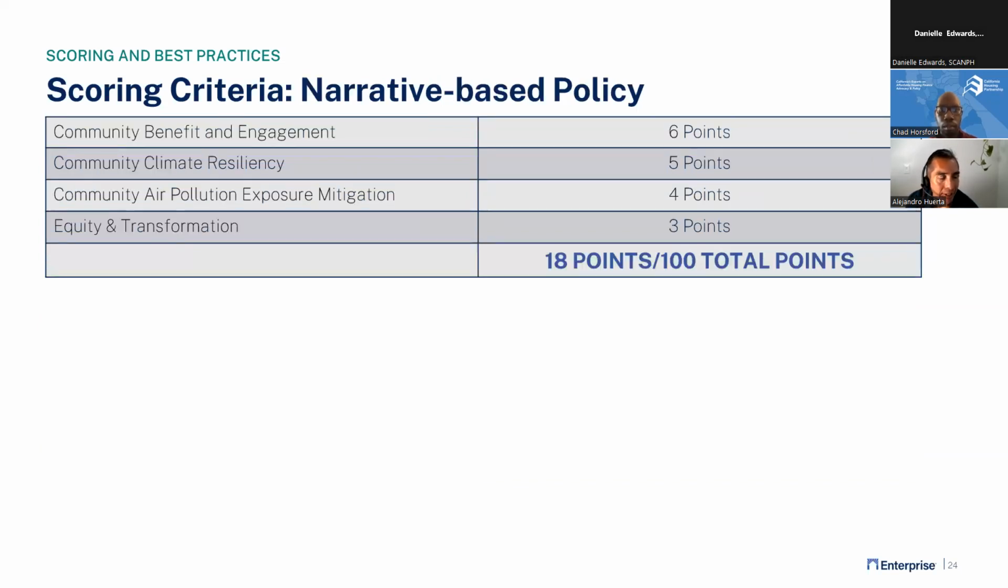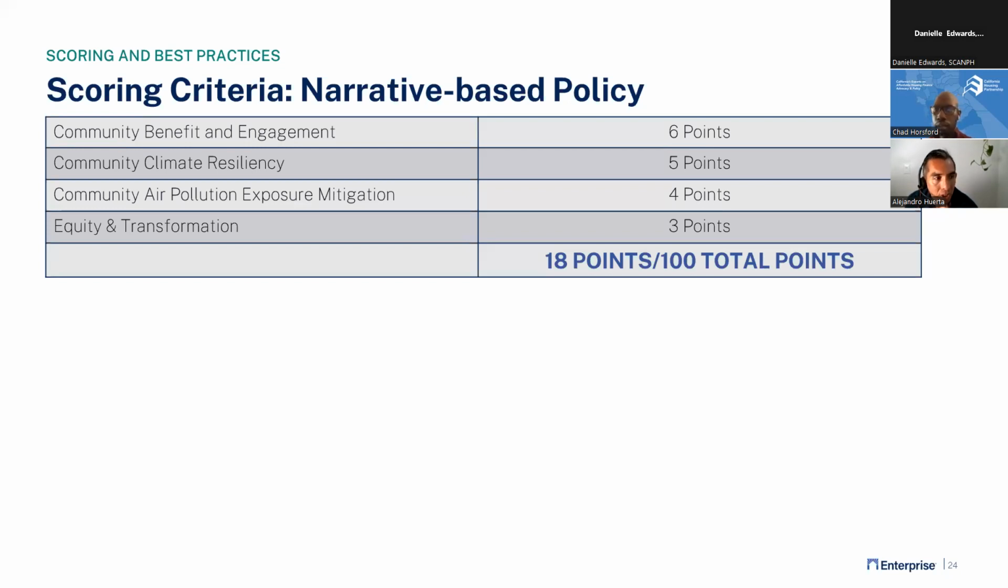Lastly, there is a narrative, which is 18 out of the 100 points. The way I like to think about this is that AHSC is not a creative writing contest. It's really looking to see how your narrative reflects the extent of community engagement you did and how your actual development and application as a whole consider these issues here like climate resiliency, equity and transformation, and air pollution.